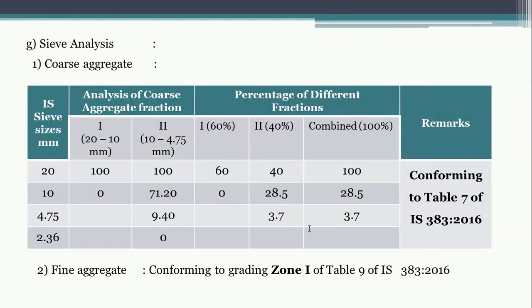Next, sieve analysis. They will say the coarse aggregate conforms to the IS code book, that is Table 7 of IS 383:2016. So you can observe the table. In the first, this is the grading of aggregates.